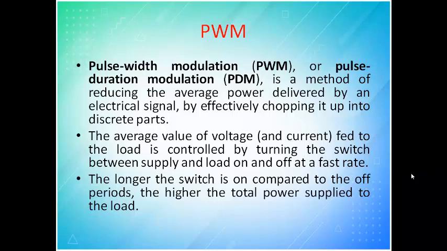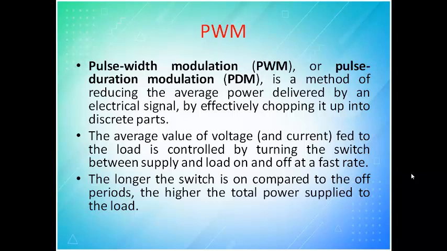PWM itself is turn on plus turn off. If you increase your turn on, that is called the duty cycle. Increasing your duty cycle is nothing but increasing turn on. I will even tell it in the next slide. By varying this duty cycle, you are varying the average power delivered. When duty cycle is more, the amount of average power will be more. If you reduce the duty cycle, obviously the average power will come down. This is done by effectively chopping the electrical signal into discrete parts. The main thing is it is not continuous, it is discontinuous.